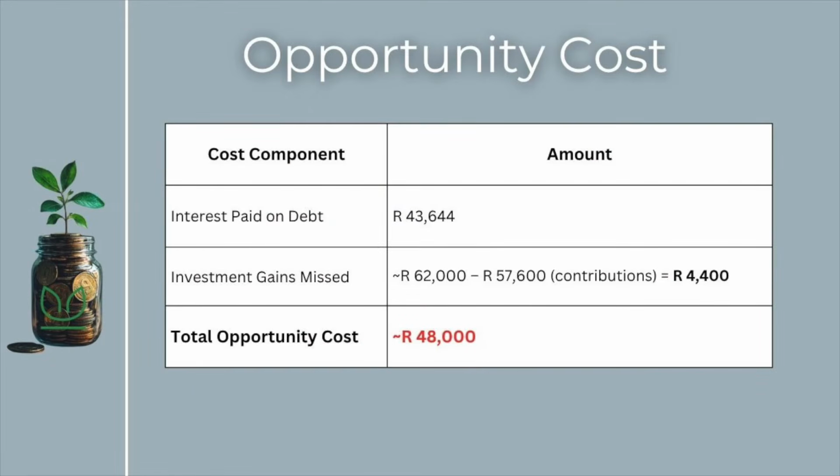And then if we look further at the breakdown of the opportunity cost, the total amount of interest that you pay on these debts that we have, the 4 debts that we have, is 43,644 Namibian dollars or rands. And the gains that you have missed from investing that money is 4,400. So your actual opportunity cost is 48,000. And like I said earlier, this is nearly 50,000 that you are giving away in a period of 36 months.